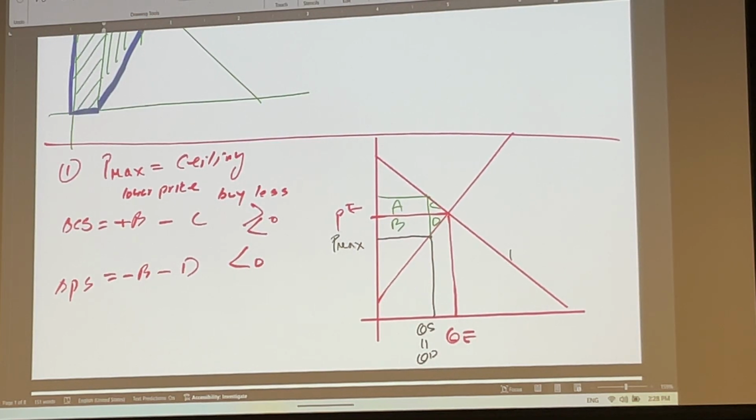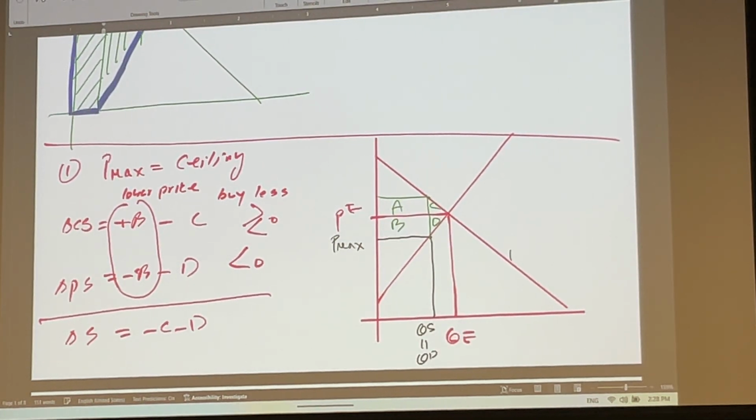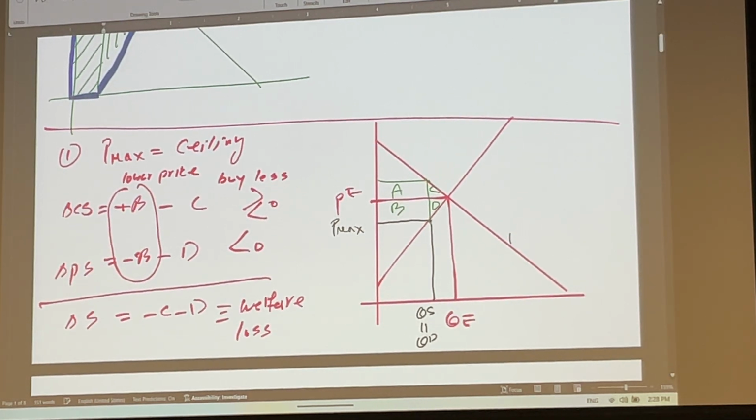Right? This is a transfer of surplus from producer to consumer, but in the process C and D are a loss. We call that welfare loss, basically surplus loss, or deadweight loss, DW.